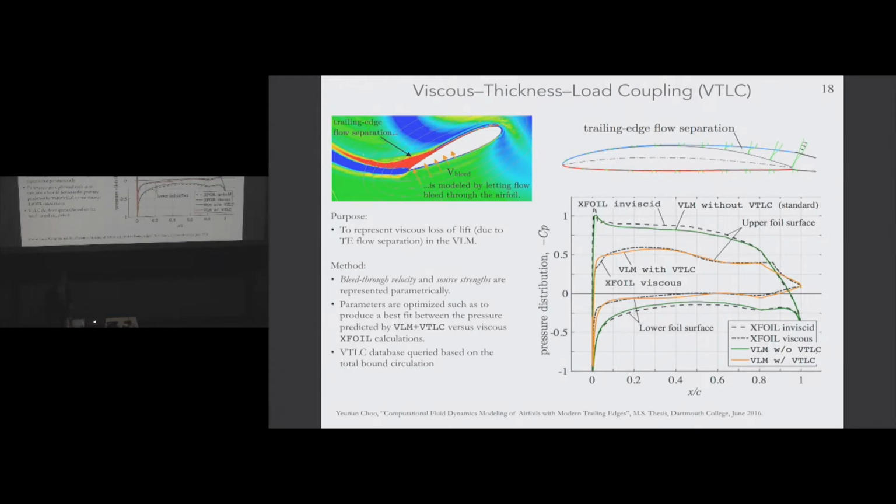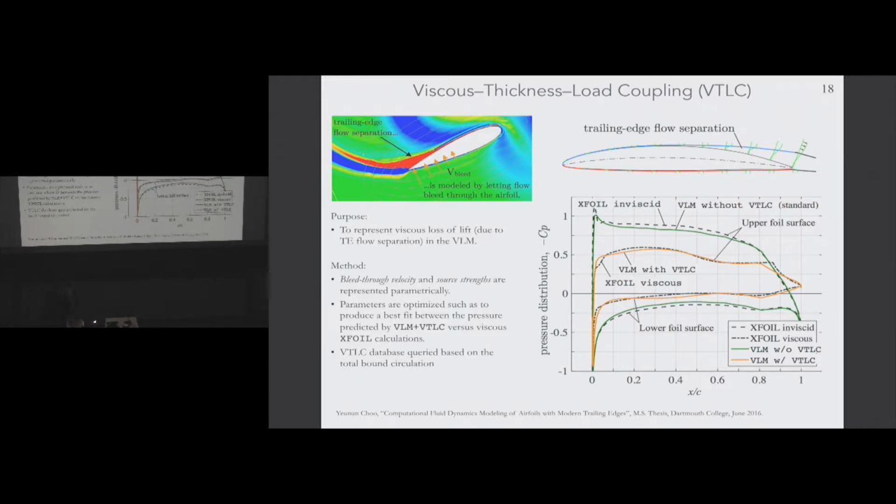Okay, so without the viscous effects, we get inviscid predictions by XFoil that agree really well with the standard vortex lattice method. And then with viscous effects, you can see the pressure distribution is very much different. With my VTLC algorithm, we can then match this pressure distribution really well, and hence we're going to match the lift and the moment on that airfoil really well as well.